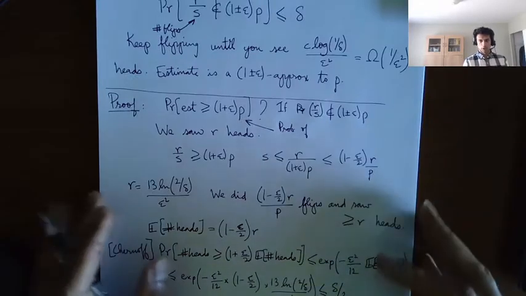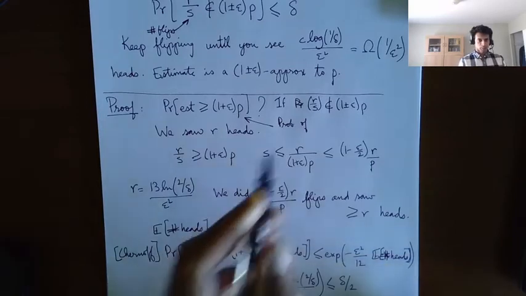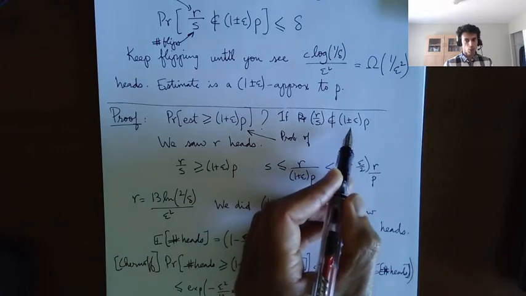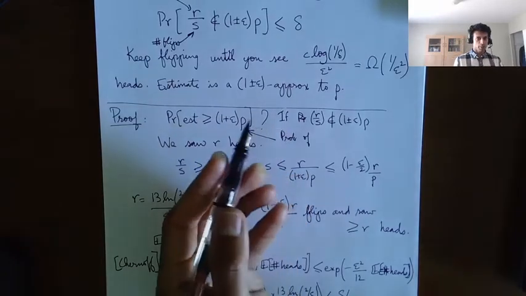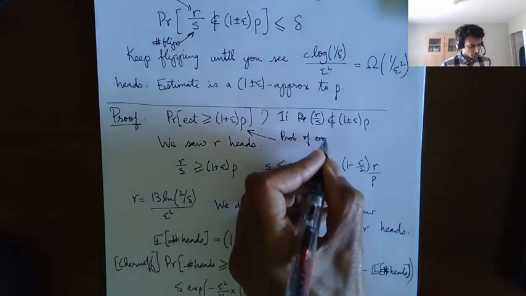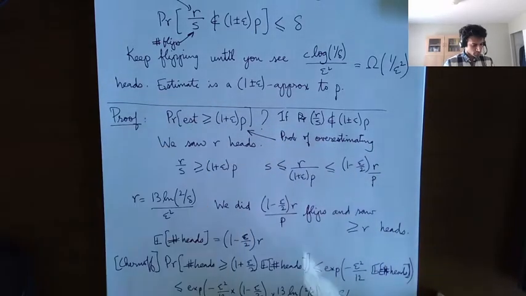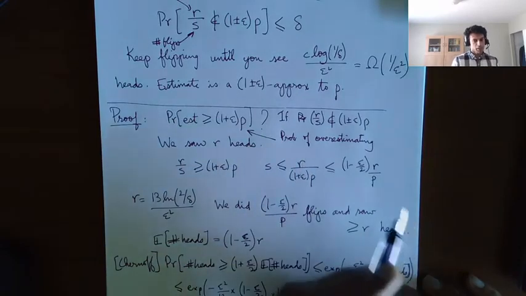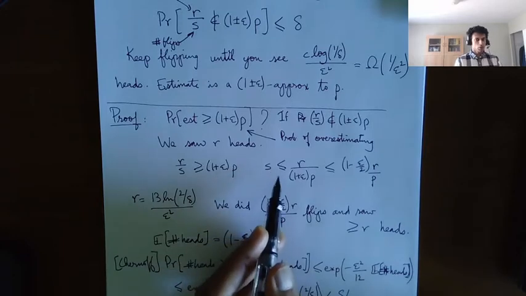Go back to the recording, because I'm going to explain this proof again. If R over S is not in (1 plus or minus epsilon) P, meaning that we did not get an accurate estimate, we either overestimated or we underestimated. Let me first compute the probability of overestimating. So we saw R heads. If we overestimated, this means that we did very few flips. So let's go back and compute how many flips we did.